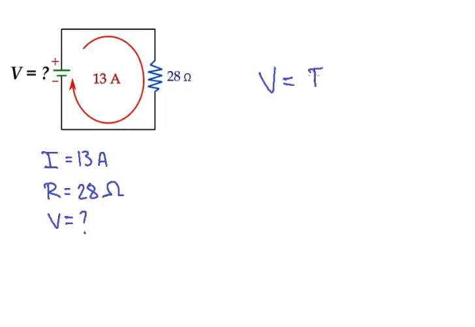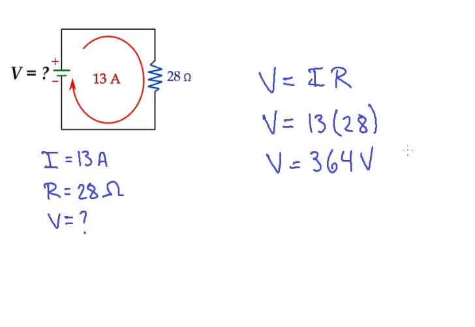Well, voltage equals current times resistance. So voltage will be 13 times 28. If I multiply that, it will give me 364 volts. And that's it.